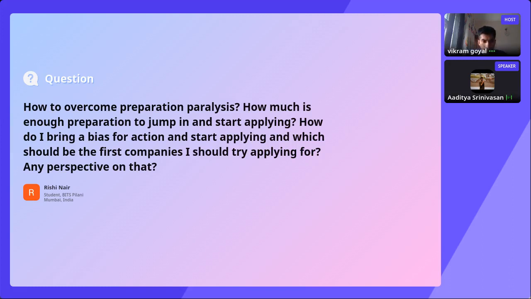Any perspective on that? So first of all, Rishi, the problem is what happens in most people is that first of all, am I audible, Vikram? Yes, you're audible. You can probably keep your camera off since the connectivity is a bit low.